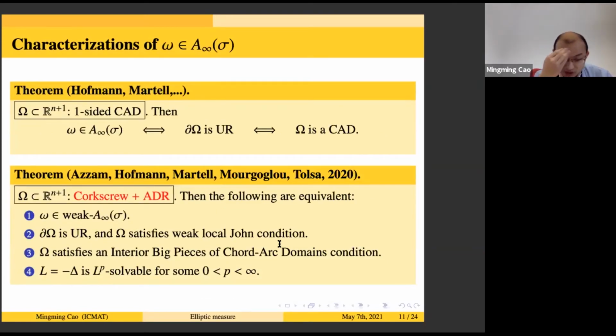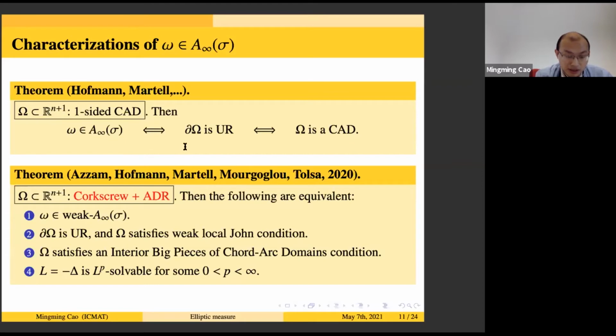Here we don't talk about the results in Lipschitz domains. We directly introduce some recent results in the more general situation. The first theorem is a summary of several papers. Here, omega is the harmonic measure. They prove that omega in A-infinity is equivalent to the boundary being UR. It's also equivalent to Omega being a chord-arc domain.